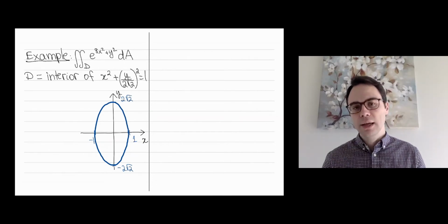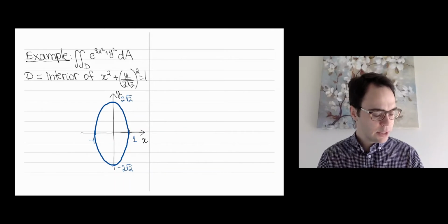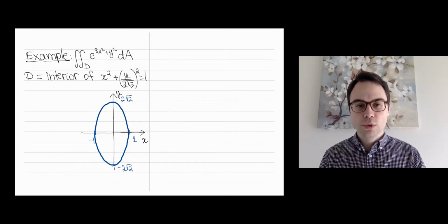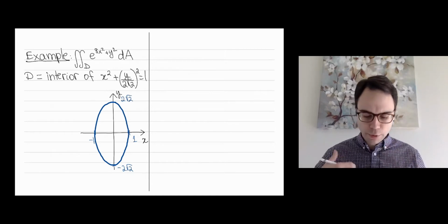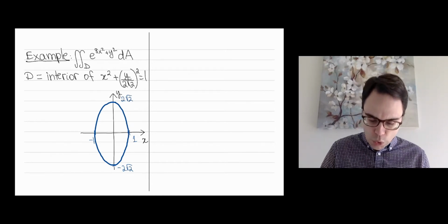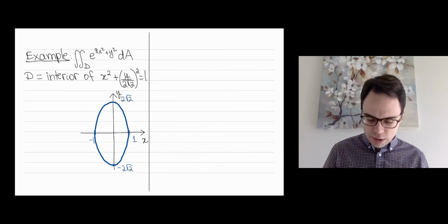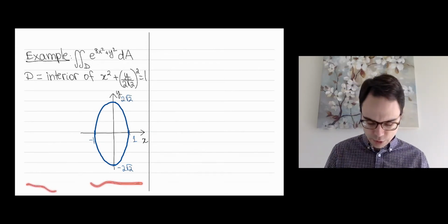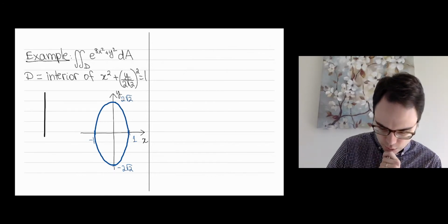This is not nice. Ellipses are clunky to work with in Cartesian coordinates. But circles are nice. So what I propose we do in this case is to figure out a change of coordinates, introducing new variables u and v that make this ellipse become a circle. So we're going to use new coordinates u and v.